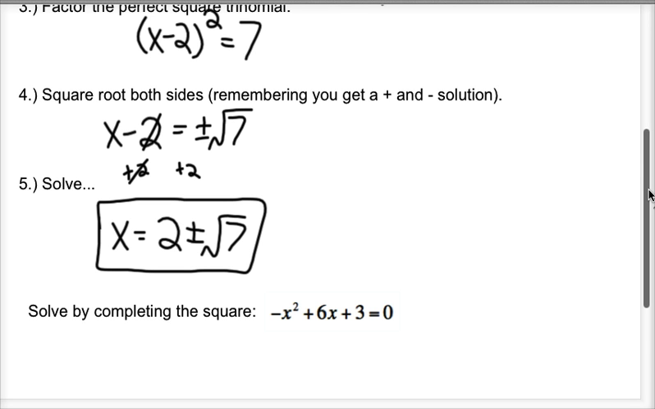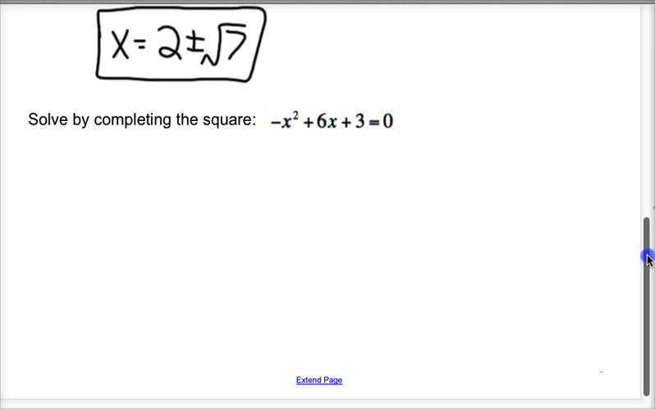So let's step through one more example together to really get a feel for how this is working. So again, solve by completing the square. So looking at this, first step, get the constant by itself on the other side. So negative x squared plus 6x equals negative 3.